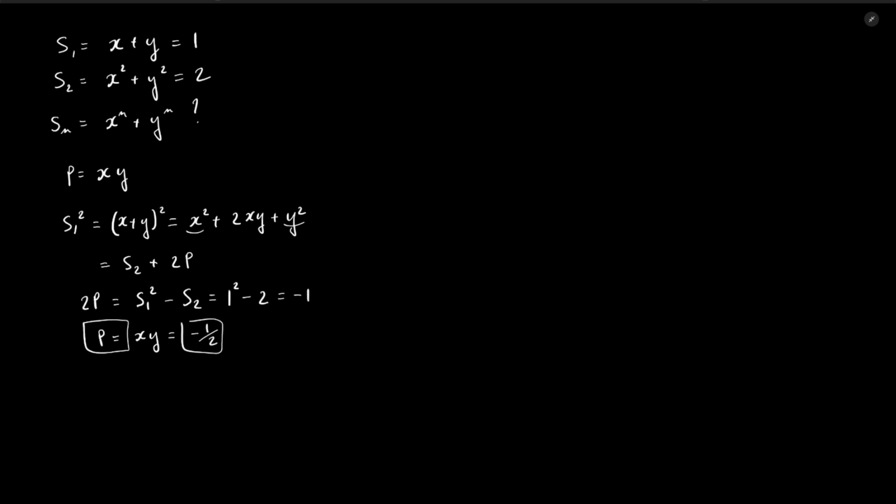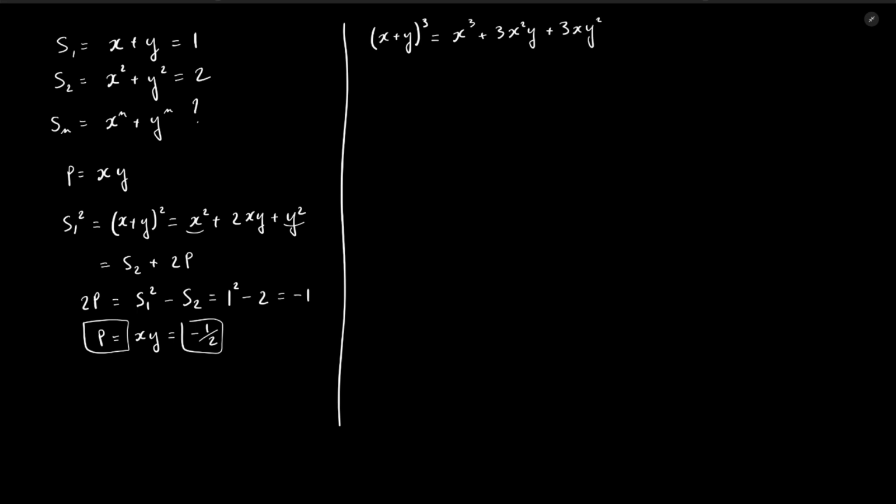Now what we're going to do is to use the same trick we used to find the value of P, and use that trick to find the value of S3, S4, S5, etc. So let's do that right now. We have (x plus y) to the power of 3, and if you remember Pascal's triangle, you will know that you can have this formula, which is x to the power of 3 plus 3x squared y plus 3x y squared plus y to the power of 3.